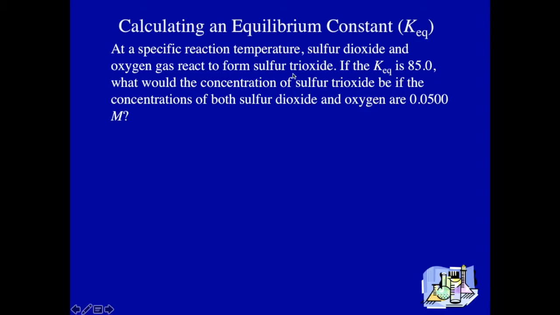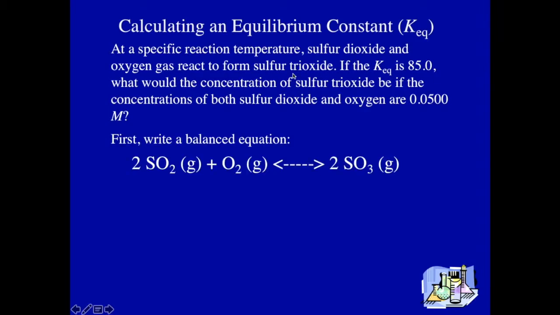So to start this off, I need a balanced equation. I said sulfur dioxide and oxygen gas react to form sulfur trioxide. Then you would have to balance it. So two sulfurs, 6 oxygens and 6 oxygens. I'm all balanced. Okay. Now, that is my equilibrium constant again. Now, here I know 85 is the number here.